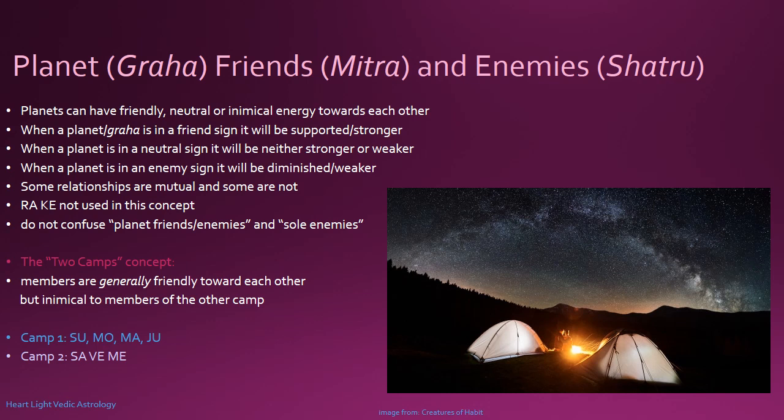So if a planet is in a friend sign, that means that the planet occupying the friend sign will be supported and stronger, just like your friend supporting you. If a planet is in a neutral sign, then the planet doesn't gain strength or weakness by being in that sign. And the third situation is if a planet is in an enemy sign, then that planet's energy is going to be diminished or weaker. So we have three different possibilities here.